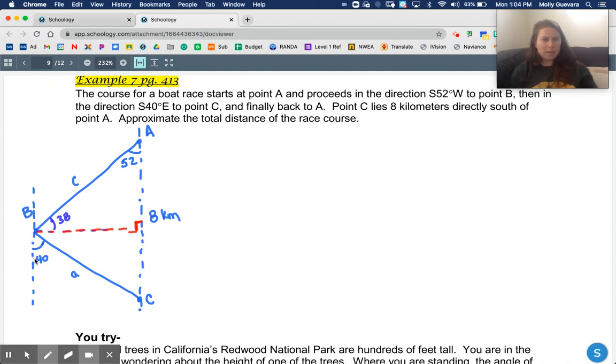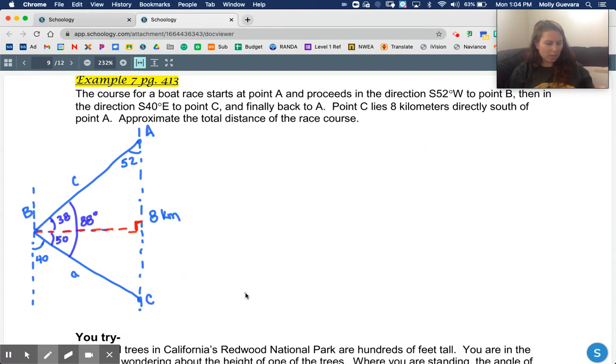Then I also have this right angle right here, right? This is perfectly vertical and this is perfectly horizontal. So if this is 40, then I know that this right here is 50 because it has to make a right triangle. Okay, so that tells me that this whole distance is 88. Okay, so hopefully that makes sense.